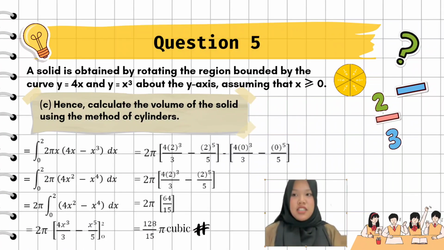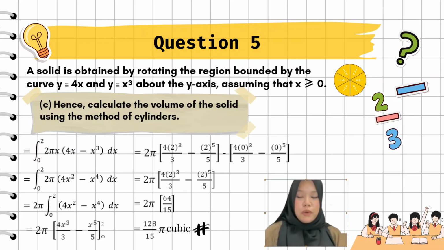For question C, hence calculate the volume of the solid using the method of cylinders. So the first equation we got is the integral from 0 to 2 of 2π x(4x − x^3) dx. So we need to multiply the x into the bracket, and we get the integral from 0 to 2 of 2π(4x^2 − x^4) dx. So we need to move the 2π in front of the integral.